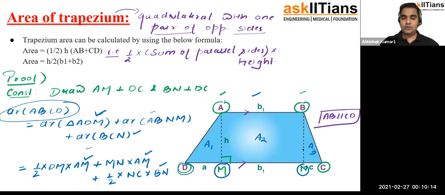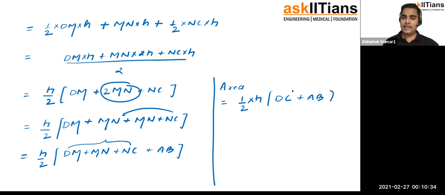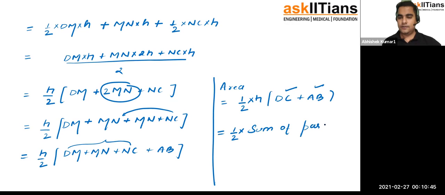Clear? So I'm writing here, guys, that area will be equal to 1 by 2 multiplied by h, the sum of these three terms is DC, and plus AB, right? So DC and AB are the two parallel sides of this trapezium. So we can say that the area is given by 1 by 2 into the sum of parallel sides into height. That is the formula for the area of the trapezium that is under consideration here.